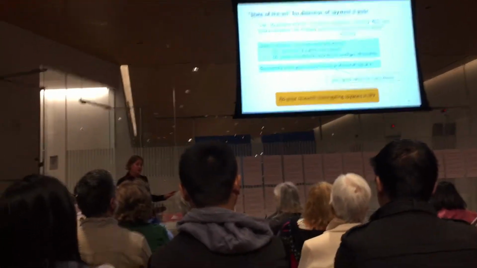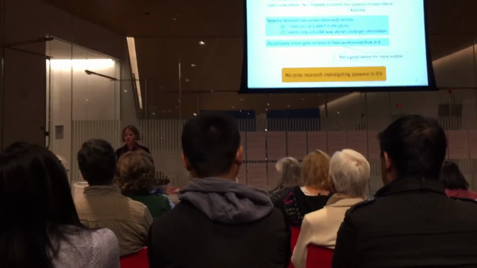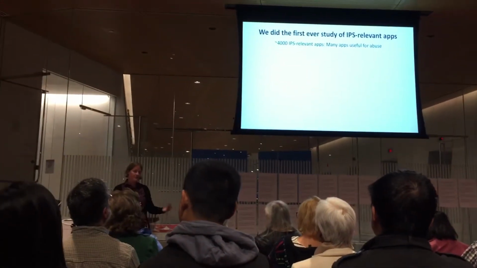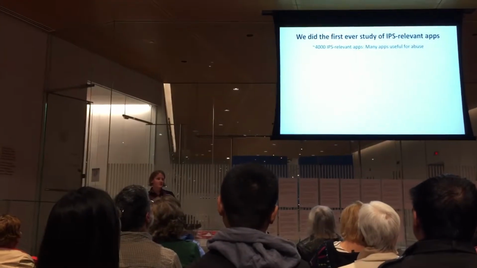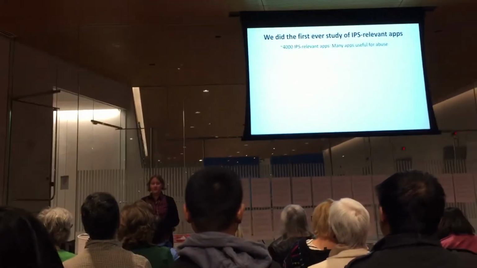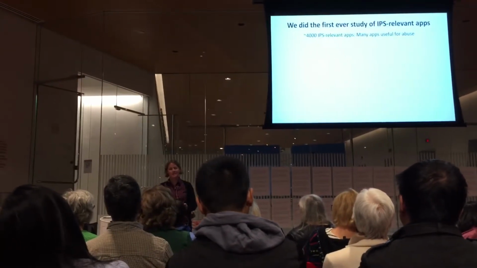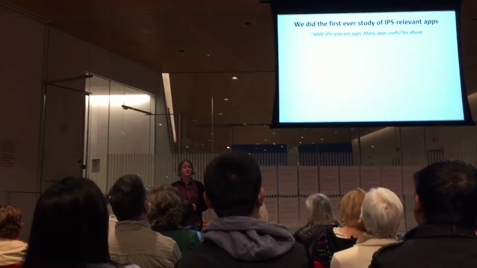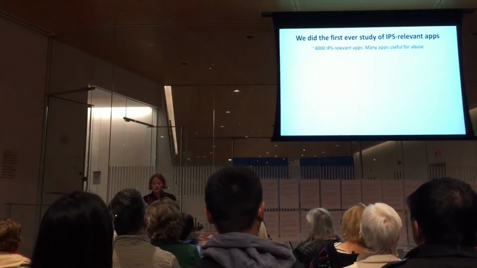There's also no prior research investigating the spyware problem at all in IPV, and so we went ahead and did the first ever study of this ecosystem. We built a machine learning pipeline that I'm not going to talk about, that basically identified roughly 4,000 apps that we call relevant IPS, the S now being intimate partner surveillance. And many of the apps were useful for abuse.